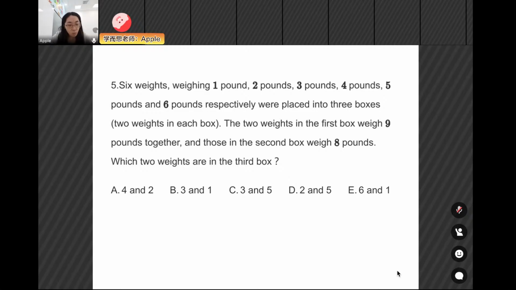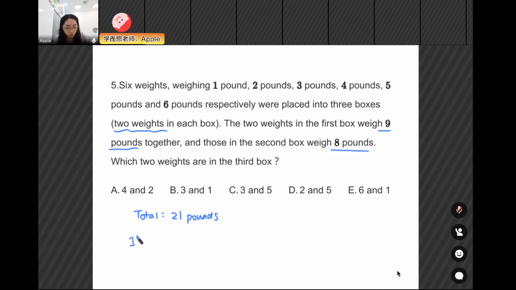6 weights weighing 1 pound, 2 pounds, 3 pounds, 4 pounds, 5 pounds, and 6 pounds respectively were placed into 3 boxes. Well, you can see 2 weights in each box. We know that the 2 weights in the first box weigh 9 pounds altogether, while for the second box, that is 8 pounds together. So what is the total weight in the third box? Well, we know that the total is 1 plus 2 plus 3 plus 4 plus 5 plus 6, right? So what is the total? Yes, the total is 21 pounds.